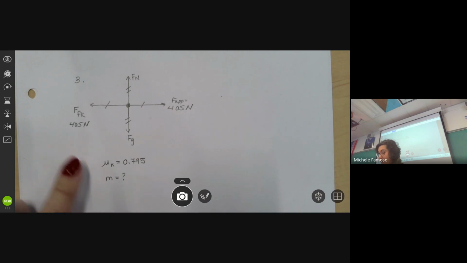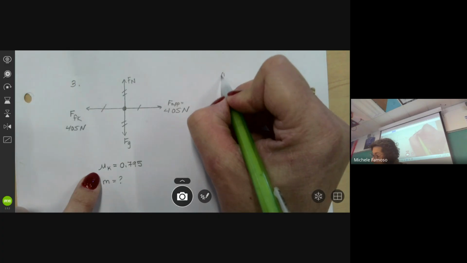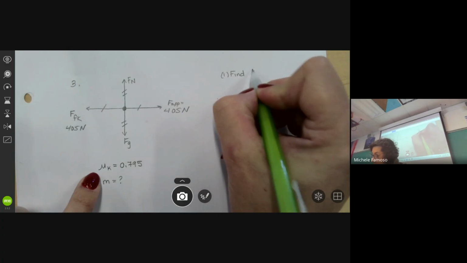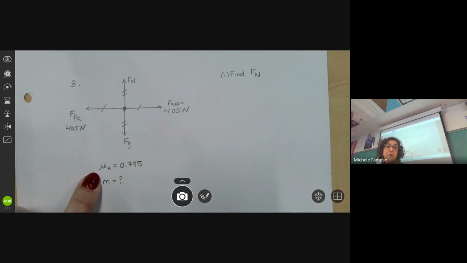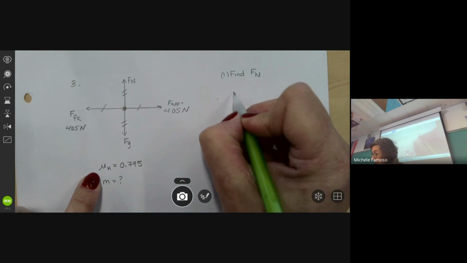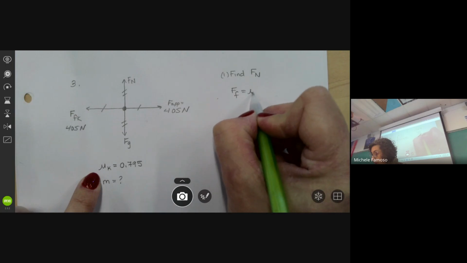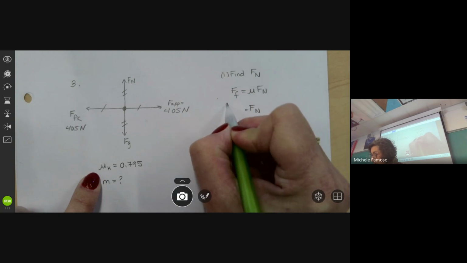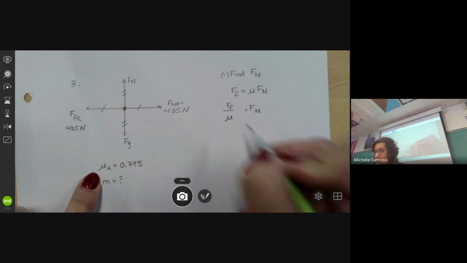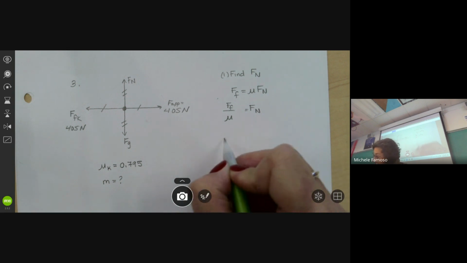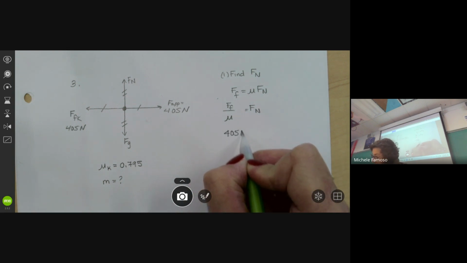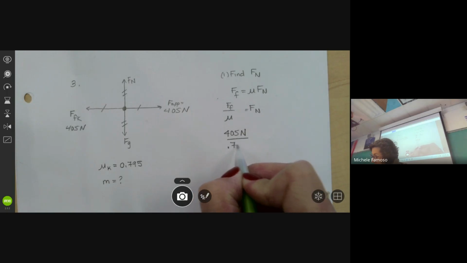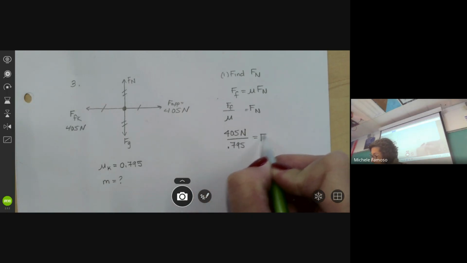So what I'm going to do first, knowing the force of friction and the coefficient of kinetic friction, is I'm going to determine what the normal force is first. And I'm going to do that using Ff is mu Fn. So the Fn would be Ff divided by mu. That is 405 newtons divided by 0.795.